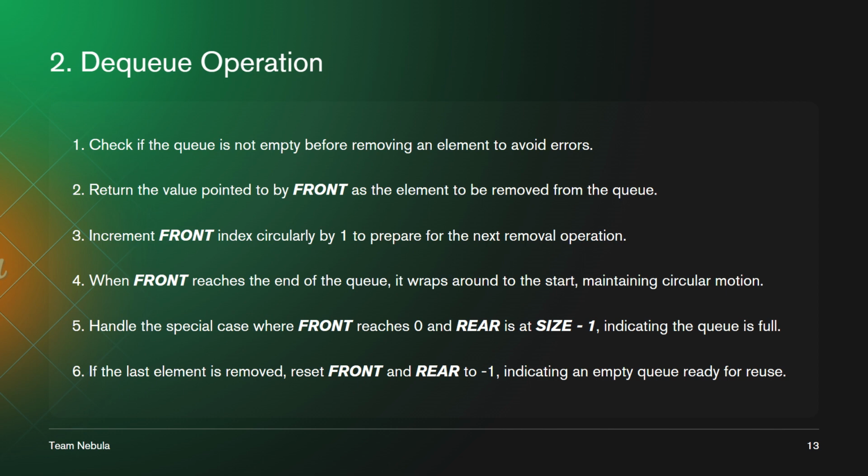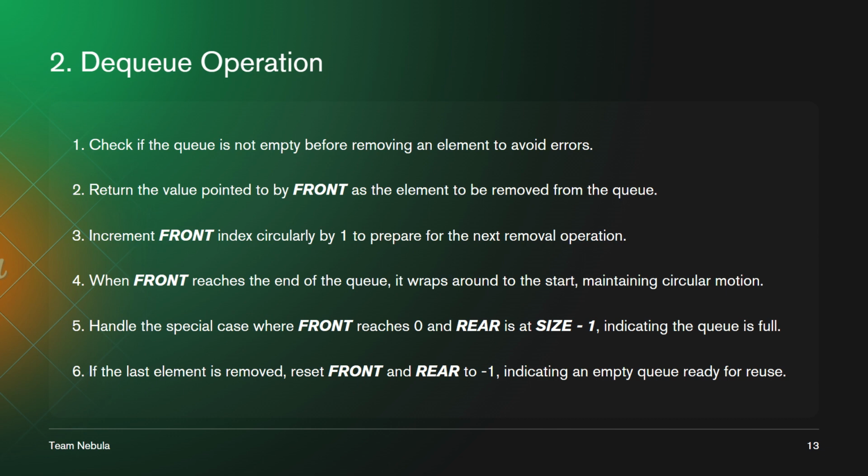And now comes the exciting part. We circularly increase the front index by 1. Just like we did with the rear pointer, when the front pointer reaches the end of the queue, it magically appears at the start. Remember, our queue is like a circle.